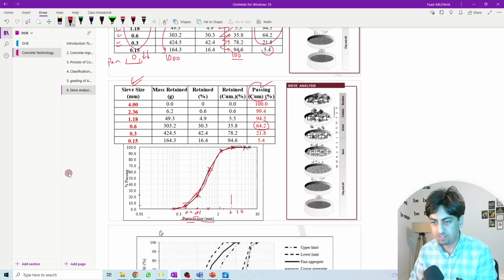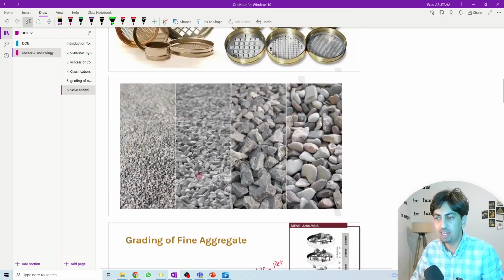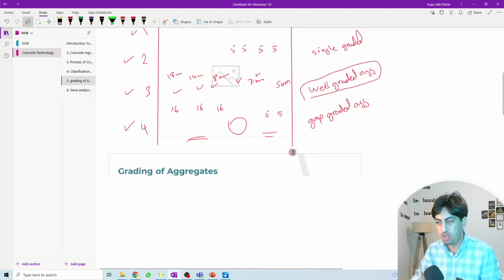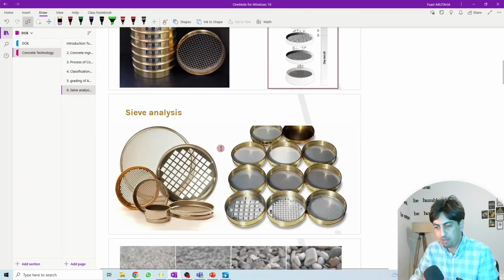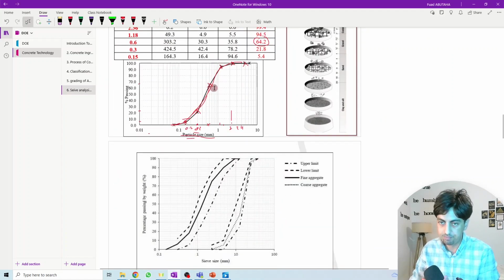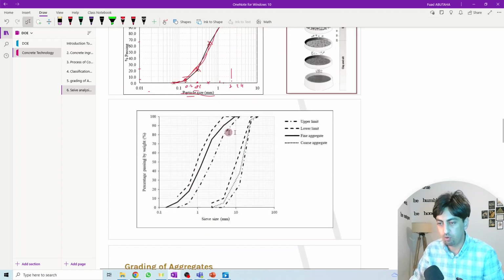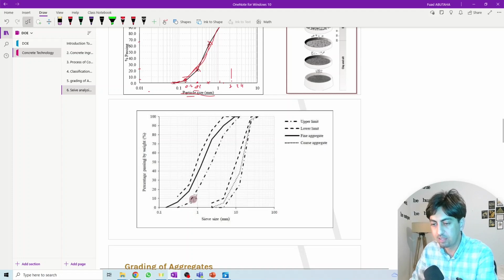Then we still haven't finished, because the purpose of the sieve analysis is to know whether we have a well graded, single graded, or some other grading. After drawing this, what I get is just this S curve. Based on this S curve, or the relationship between the passing and the sieve size, we start to know whether it's well graded, poorly graded, or gap graded. How do I know? Based on the standard. The standard gives you the lower limit, so this is the minimum, and this is the higher limit.